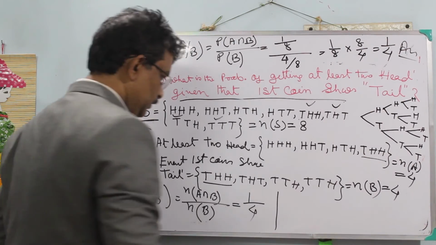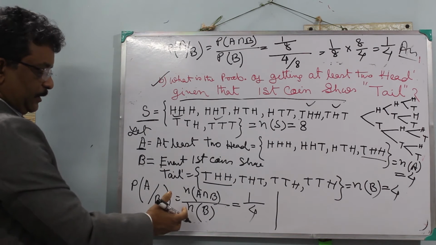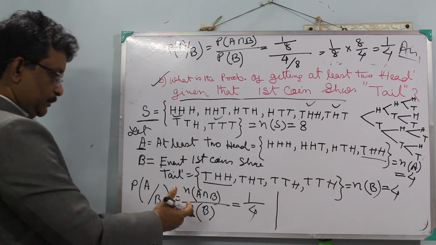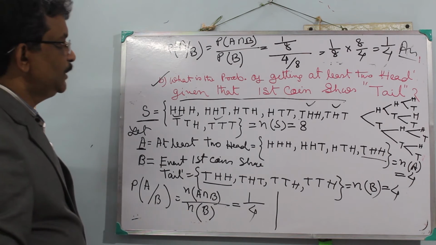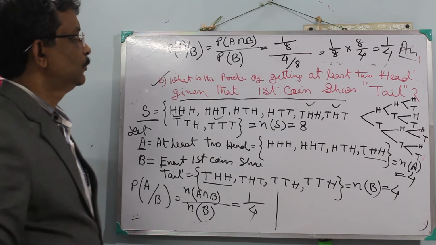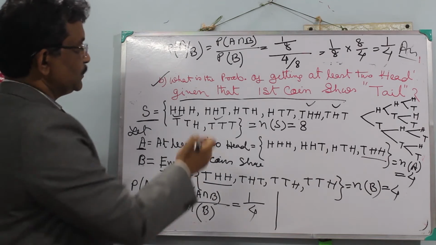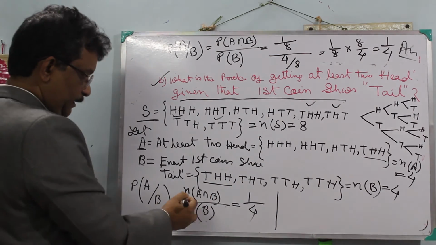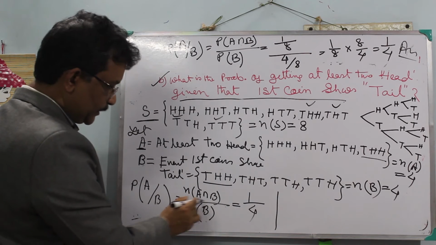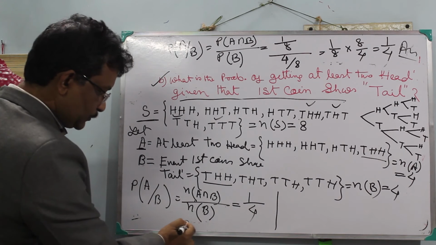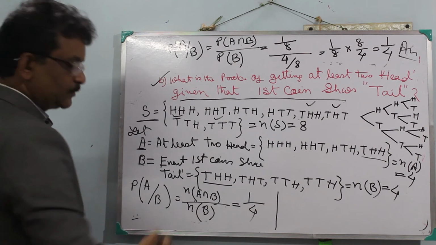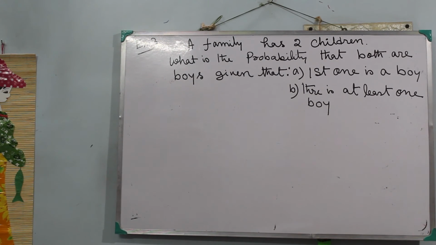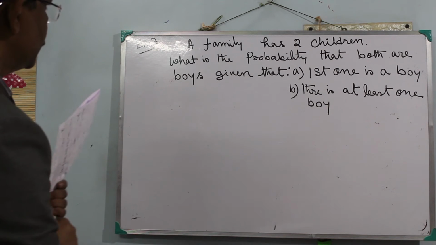So ultimately there are both ways. Either you can take number of elements of A intersection B and, in the denominator, number of elements of B, or probability of A intersection B and probability of B. Both work, because the same thing is divided, 8 by 8. If the number of elements is divided by the number of elements of the sample space, it becomes a probability, and likewise for B. Clear? This is a very good problem of conditional probability.